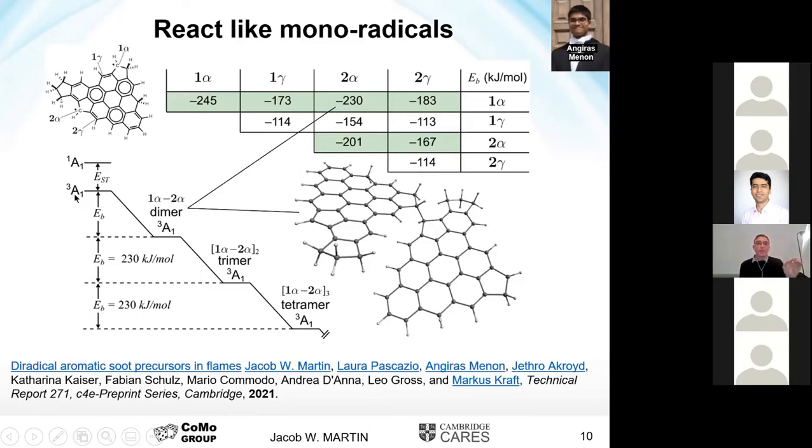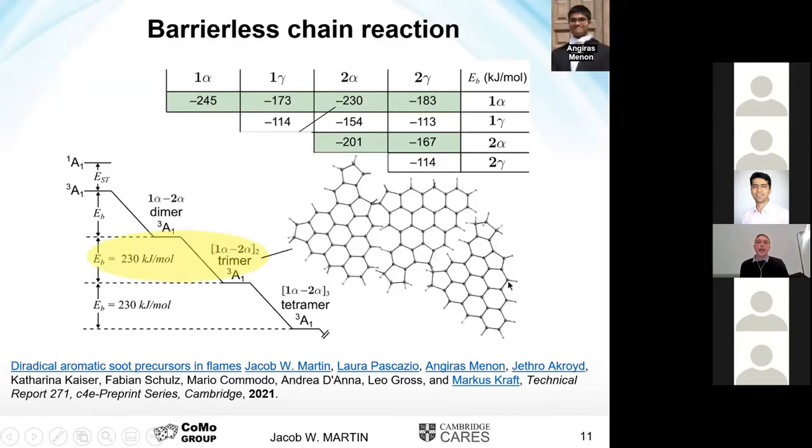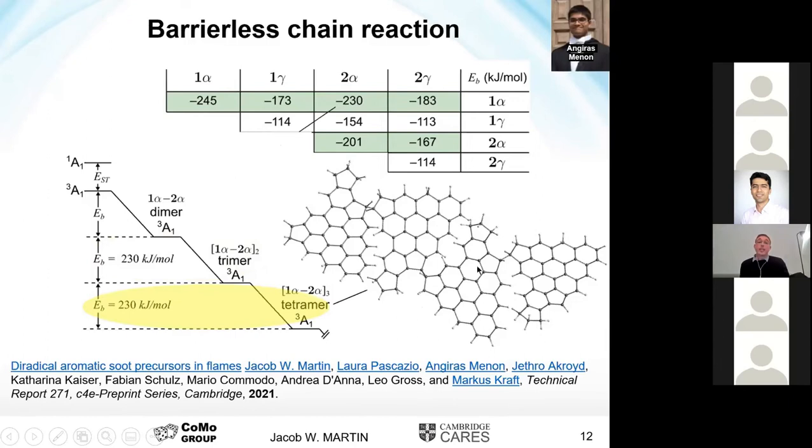So the monomer was a triplet, and now the dimer is a triplet, and you can continue to add these molecules. So the trimer here has a bond energy of 230, which is the same bond energy between the monomers and the dimer. So each monomer addition has a very similar bond energy, which you would expect if these reactive sites are highly localized. And what we are wanting to name this is the polymerization of these aromatic rim-linked hydrocarbons.